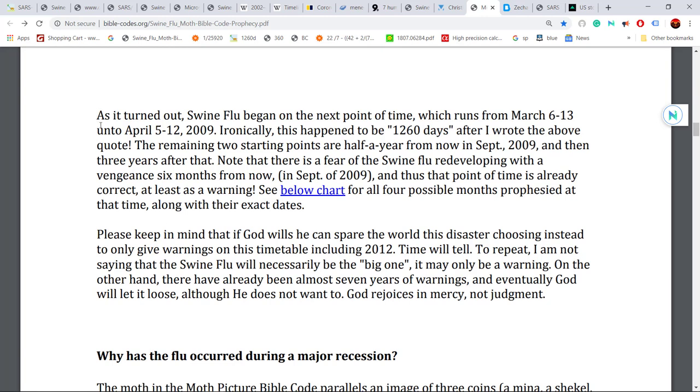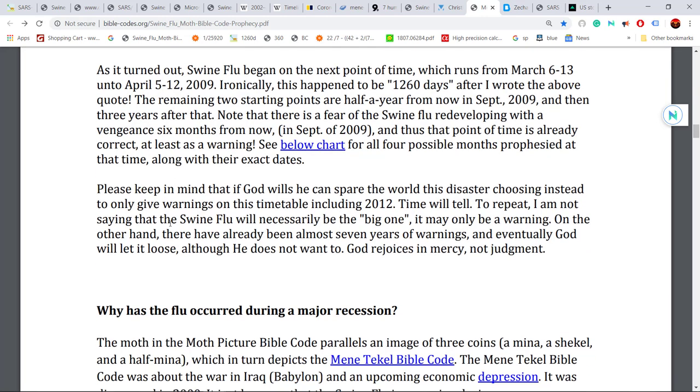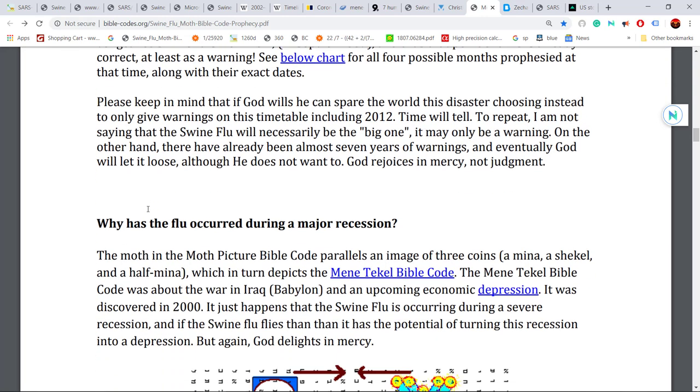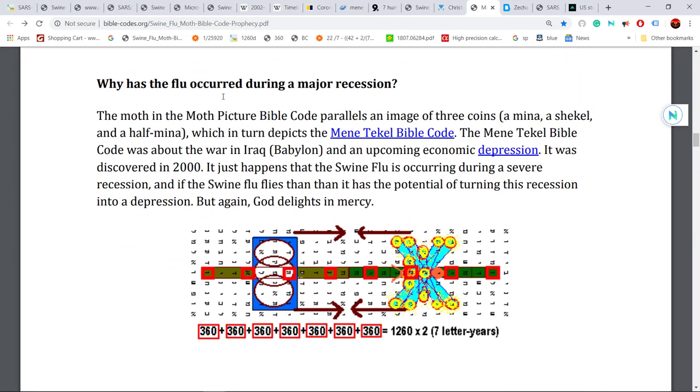Let's continue. As it turned out, swine flu began. I read that. Here we are. Why has the flu occurred during a major recession? The moth in the Moth Picture Bible Code parallels an image. So I'm about to tell you that, remember this is 15 or so years ago.